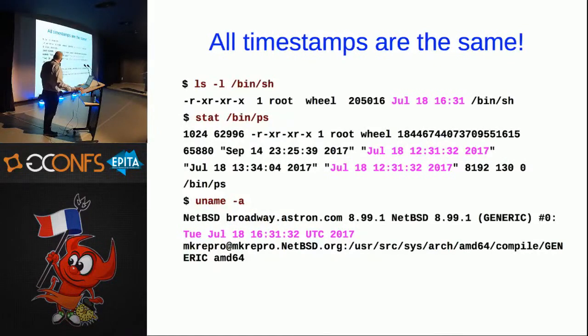As you can see here, this is from one of my machines called Broadway, and you can see that the shell has the right timestamp. When you list it, if you stat ps again, it has 12:31:32, and if you run uname, you can see that again that was the timestamp that the kernel was built. It's pretty neat to see the whole file system have one timestamp.